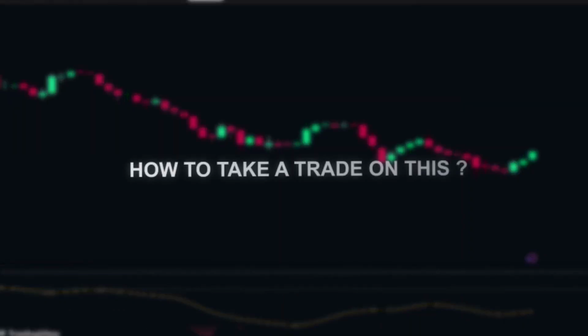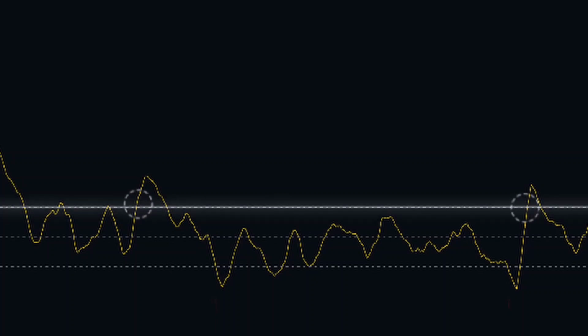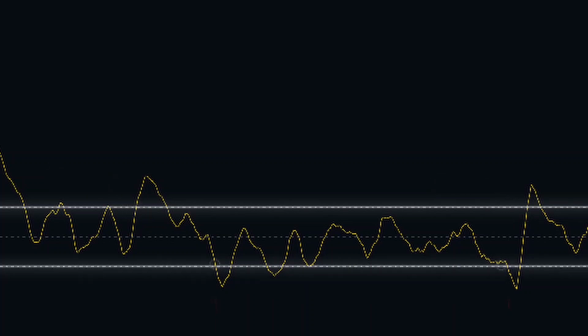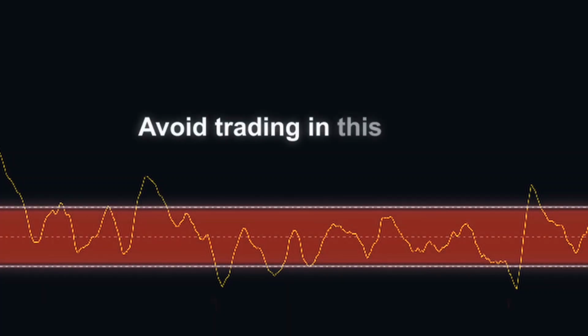So, let's understand how to trade on this. First, let's understand what the RSI indicates. This RSI indicates that whenever the price crosses the 60 line, strong buying is likely. If the price falls below the 40 line, it indicates selling. However, if the RSI line remains between 60 and 40, trades should be avoided.